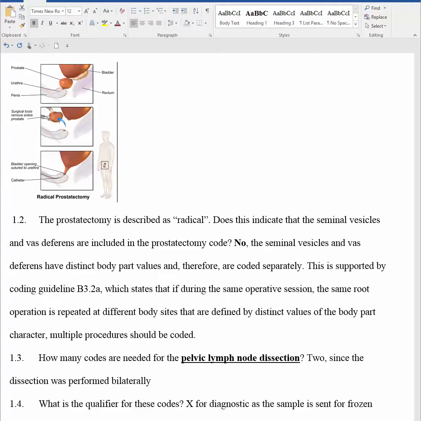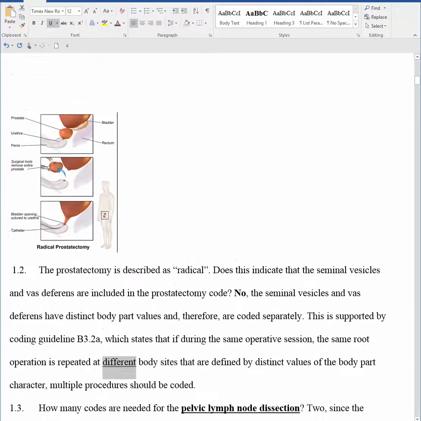This is supported by coding guideline B3.2a, which states that if during the same operative session the same root operation is repeated at different body sites that are defined by distinct values within this ICD-10 PCS system, multiple procedures should be coded. So when we have the same root operation repeated, however, on a different body part that is therefore defined as distinct in the coding system, we should assign a separate code.